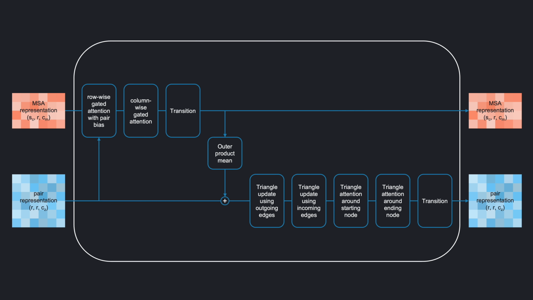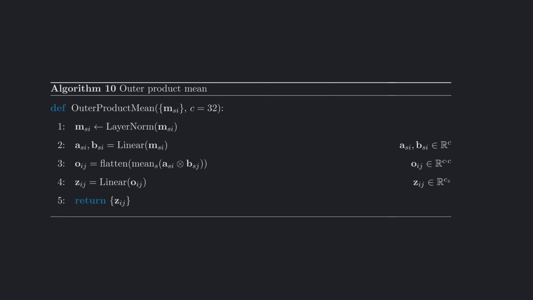It's connected to the pair stack by outer product mean, an operation that's designed to reshape the MSA representation to the pair representation. There are 2 things to note in this code. First, the outer product is not calculated between M and itself, but between 2 linear embeddings A and B of M. This increases the flexibility for the model to bring meaning into the outer product. The second thing to note is that we are actually calculating 2 outer products here.